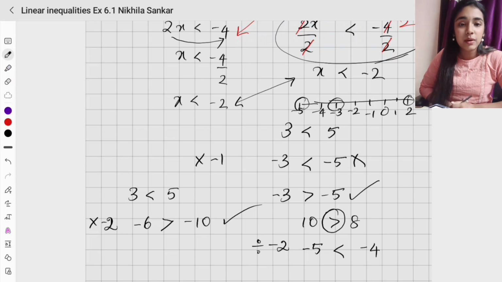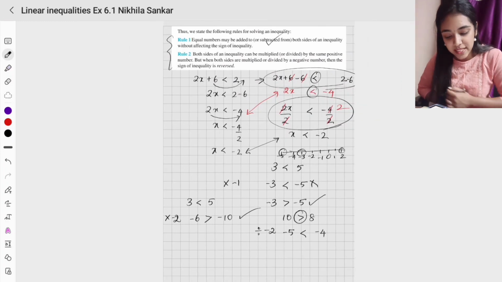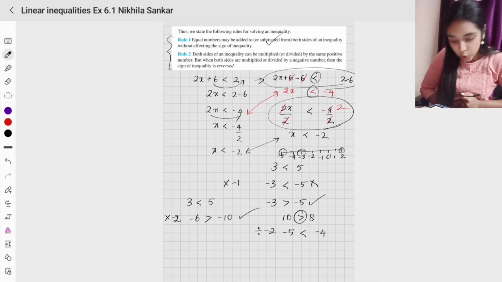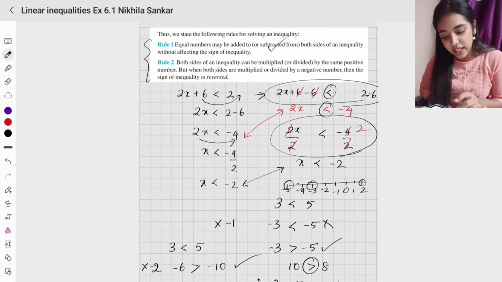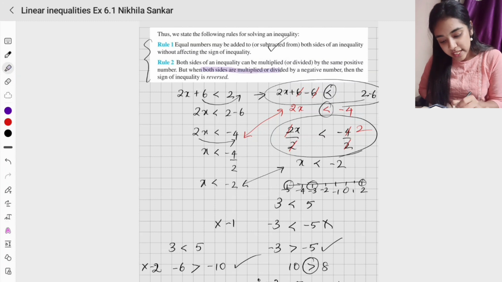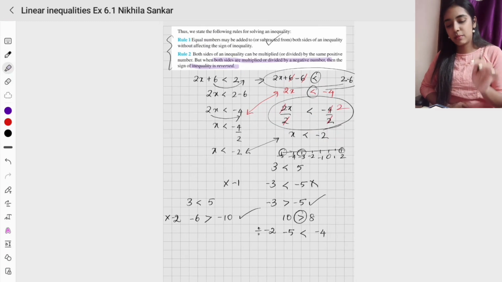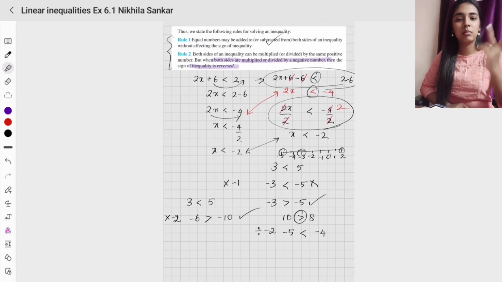Okay, so whenever you're multiplying or dividing by negative numbers, the inequality reverses. But whenever you are adding or subtracting positive or negative numbers, the inequality does not change. This is applicable only for multiplication and division. Okay, please pay attention. These are some basic concepts. This is rule number 1 and rule number 2. Rule number 2 itself gives that. Both sides of the inequality can be multiplied by the same positive number. But when both sides are multiplied or divided by a negative number, then the inequality is reversed. Okay, this concept is very very important. If you multiply or divide by a negative number, you must reverse the inequality immediately, don't forget.